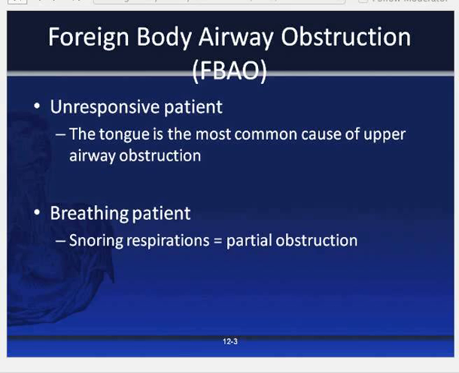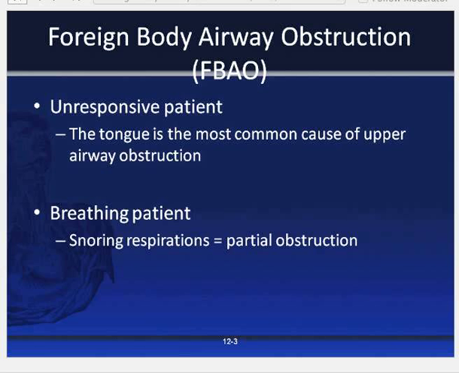A foreign body airway obstruction can also result from a cardiac arrest. When a person becomes unresponsive, the jaw and tongue relax. The tongue falls into the back of the throat, obstructing the airway. Consequently, the tongue is the most common cause of an upper airway obstruction in an unresponsive patient. In a breathing patient, snoring respirations can be heard when the upper airway is partially obstructed by the tongue. Loose dentures, vomitus, or trauma to the head, face, or neck also block the airway.